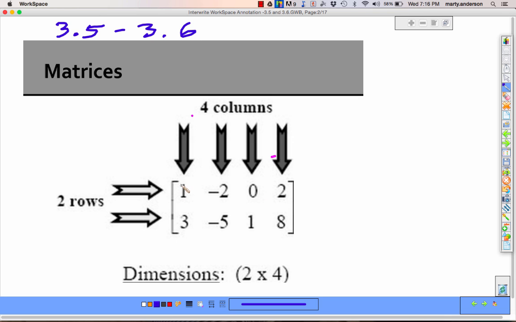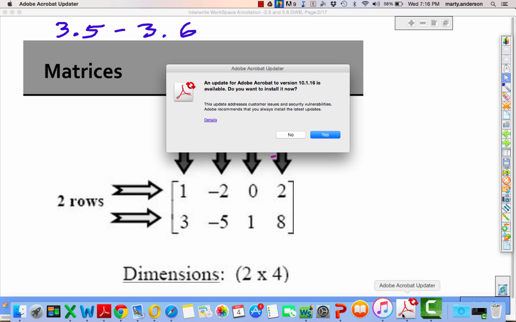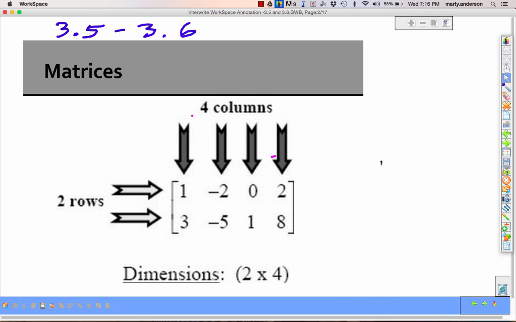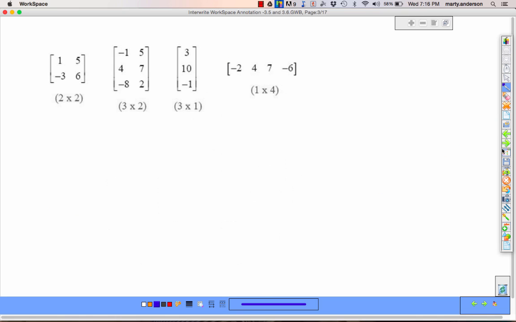Remember, a matrix is written with these big, large brackets, and this would be considered a 2 by 4. Remember, we read our rows first. Rows. You sit in rows. Columns stand up and hold up buildings. So we have 2 rows, 4 columns. Our dimensions are always rows by columns when you do this. So this is a 2 by 4, not a piece of wood.